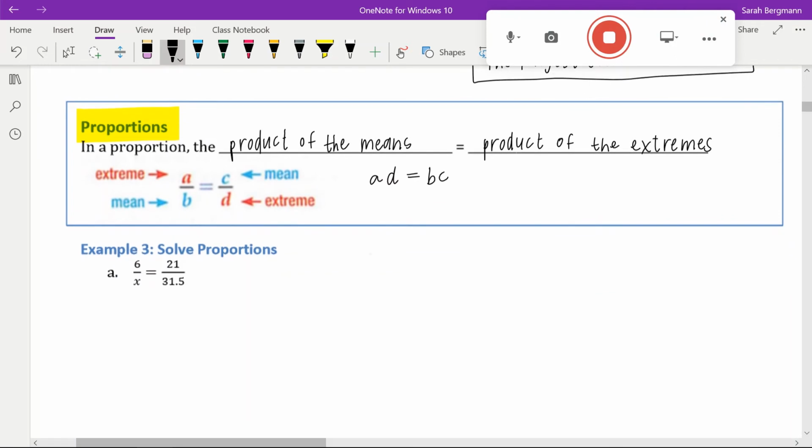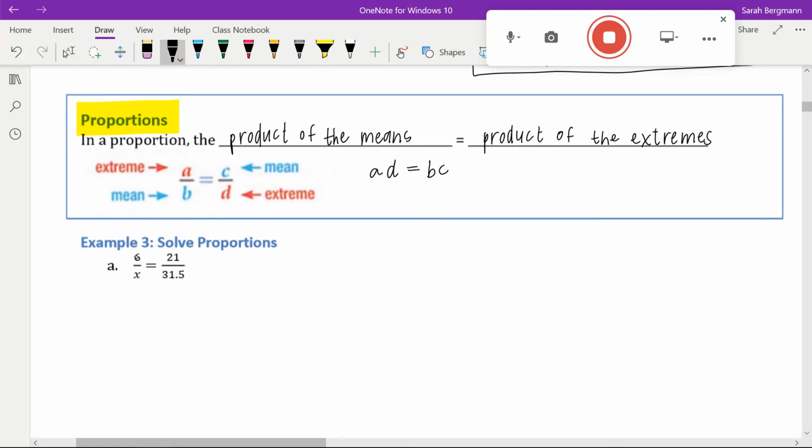I can use this to solve proportions. What I can do for a simple proportion like this is just cross multiply and divide. If I'm trying to solve for my variable x, I will cross multiply the extremes, so I have 6 times 31.5, and I need to divide by 21 to get x by itself. So I know that 6 times 31.5 is going to equal 21 times x. I always will end up cross multiplying and dividing to get the variable by itself. So if you want to do that all in one step, once you are comfortable, that is fine.